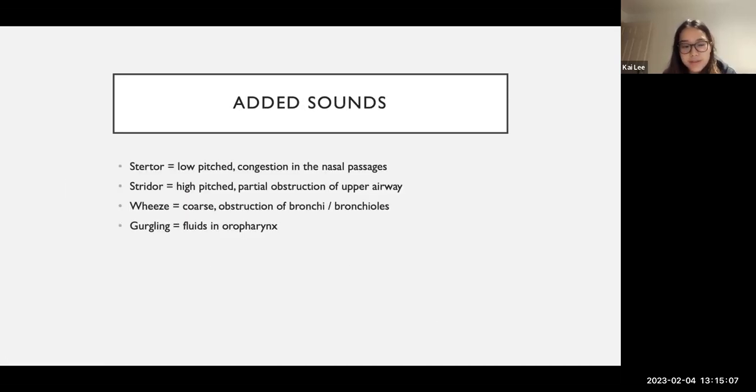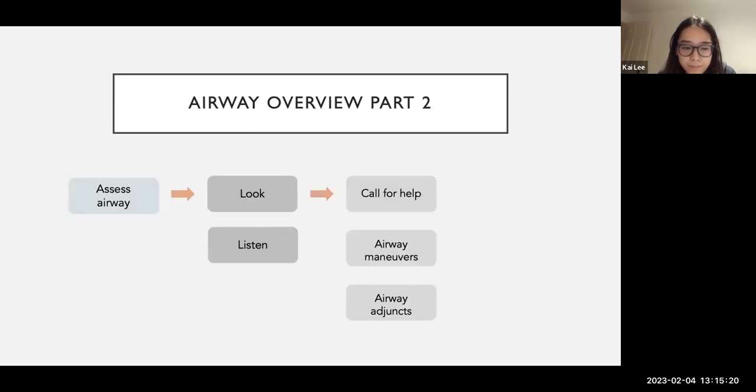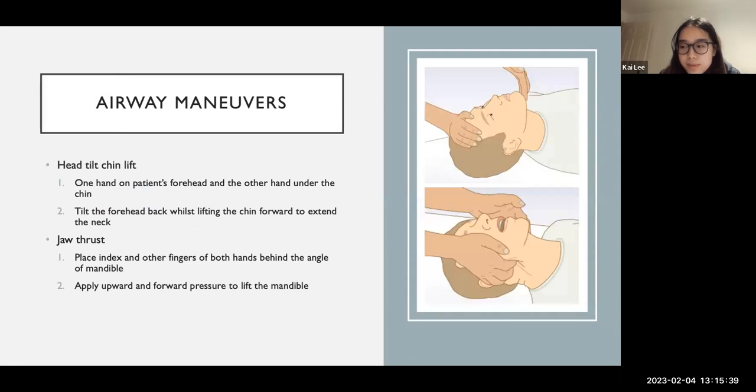For those situations, you might want to use suction to help aspirate the contents within the oropharynx, allowing the patient to relieve their obstruction temporarily. After that, you might want to look into calling for help if it's not resolved immediately, and consider the use of airway maneuvers and airway adjuncts to help relieve the obstruction. Some maneuvers that we commonly use are head tilt, chin lift and jaw thrust.